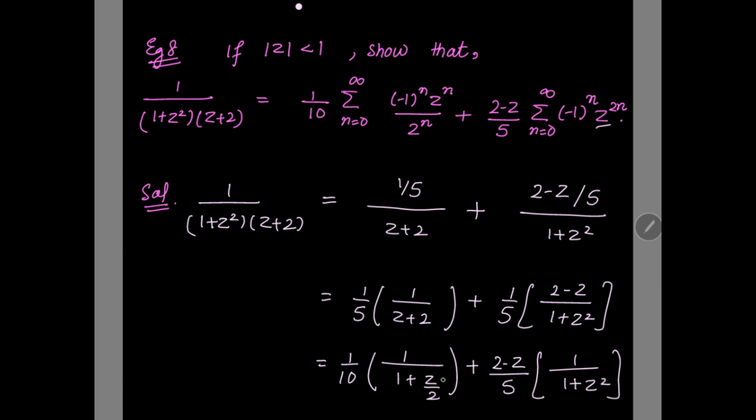Now taking these denominators in the inverse form and get ready to expand, but in summation form. So this is 1 by 10, 1 plus z by 2 inverse, plus this is 2 minus z over 5 and 1 plus z square inverse. Now we need not expand this, we just have to write the expansion in the summation form.